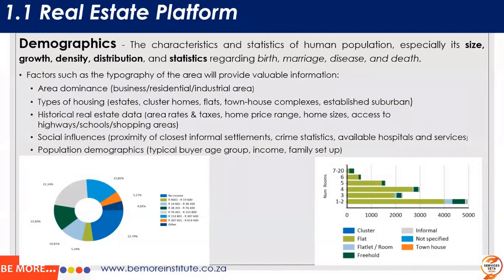For that particular area, the income levels, if you see on my left-hand side, it's some kind of pie chart showing the various income groups that are prevalently staying in this area. And then on the right-hand side, you look at what kind of establishments are there. It's mostly flats. There are freeholds somewhere in there. There are rooms. So, you profile what kind you can. And this information is available.